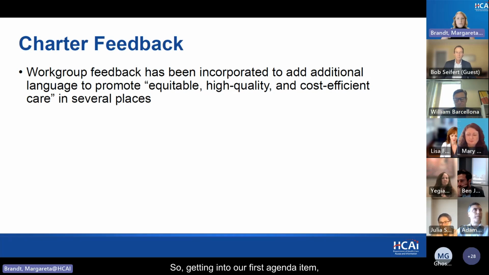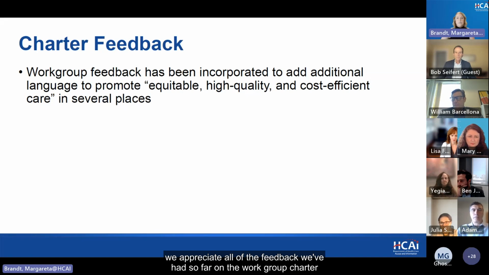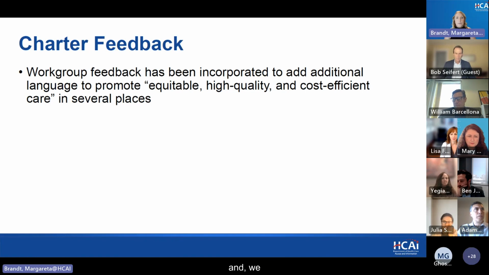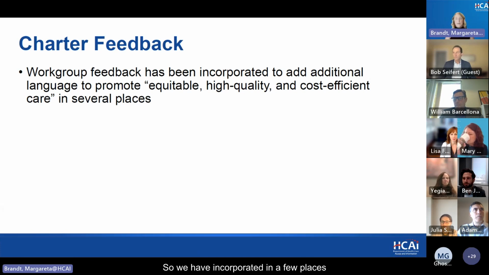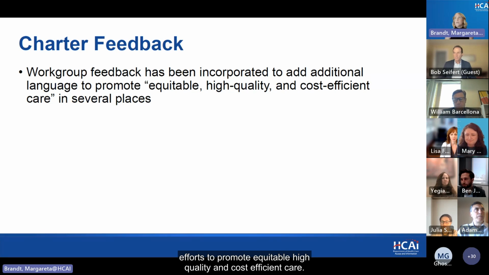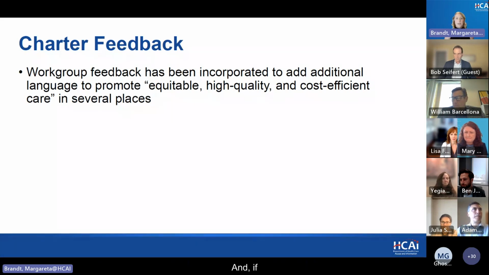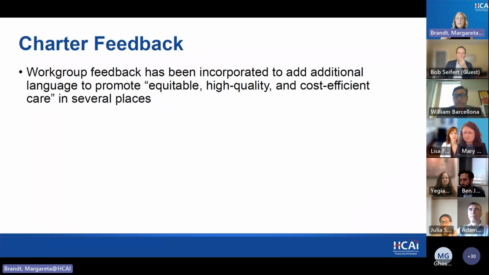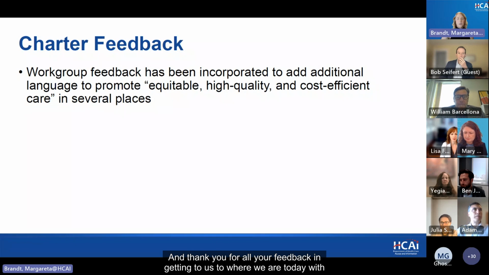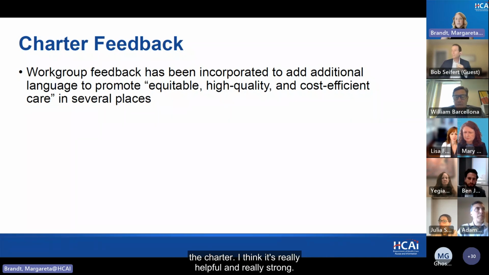Getting into our first agenda item, we appreciate all of the feedback we've had so far on the workgroup charter. We got some feedback between the last meeting on how we could better incorporate health equity into the charter. So we have incorporated in a few places efforts to promote equitable, high quality, and cost-efficient care. The updated charter was shared with you along with the workgroup materials and has been posted to our meeting page. We'll just jump right into our content today since we have a lot to get through. But if folks have questions about the charter, we're happy to address those in the chat or via email. Thank you for all your feedback and getting us to where we are today with the charter. I think it's really helpful and really strong.